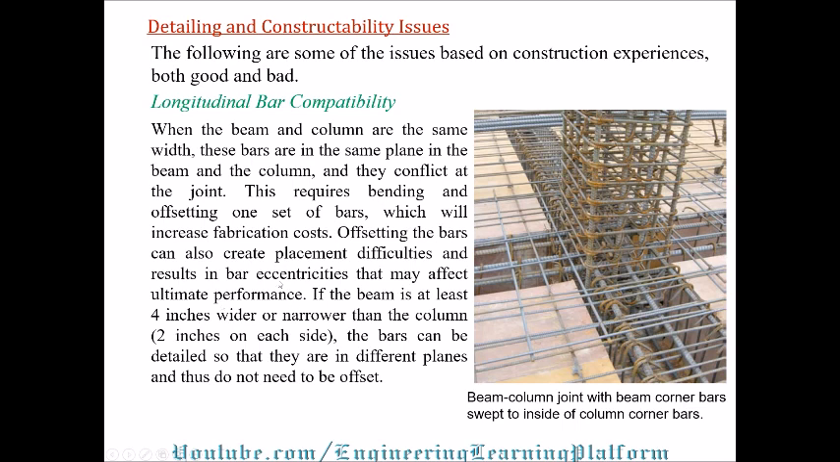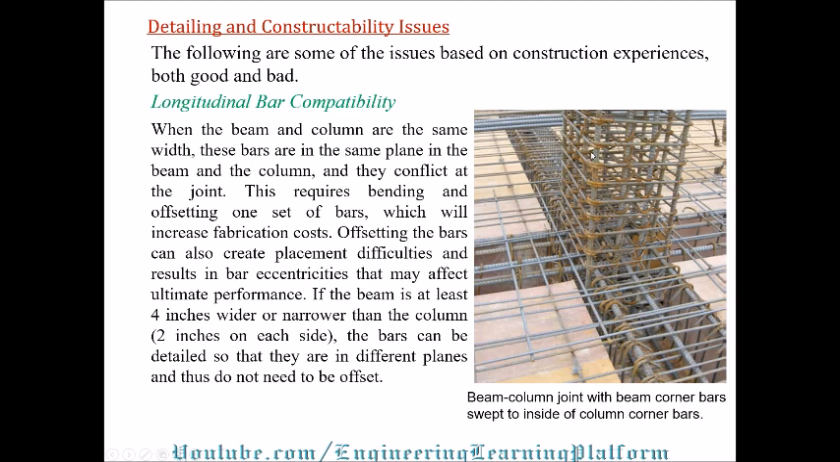This may affect the ultimate performance of the structure, which is often not considered in design, as it is a very complicated matter. If the beam is at least 4 inches wider or narrower than the column, 2 inches on each side, the bars can be detailed so that they are in different planes and thus do not need to be offset. This is a typical example of beam bars conflicting with the column bars, but it is always preferred to offset the beam bars, as column bars should not be affected or changed and should follow the design criteria.